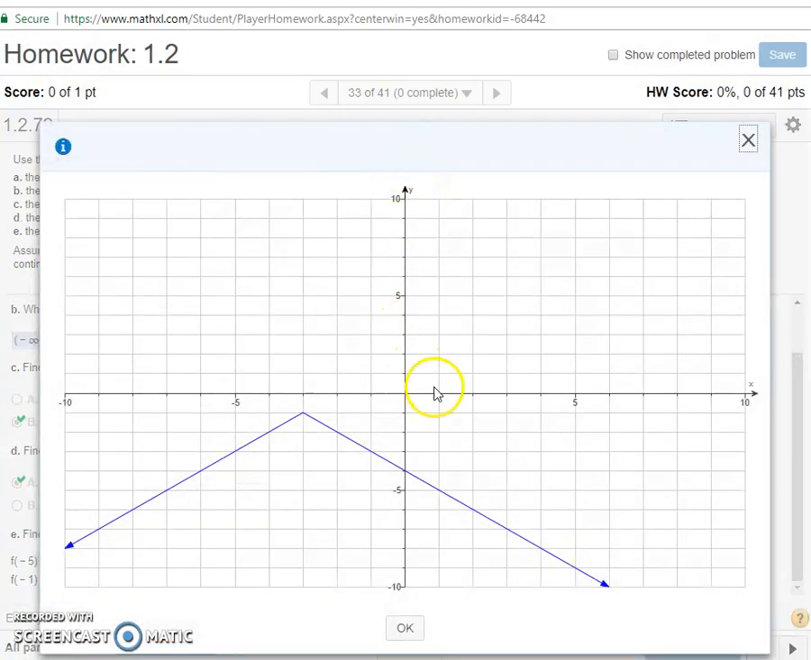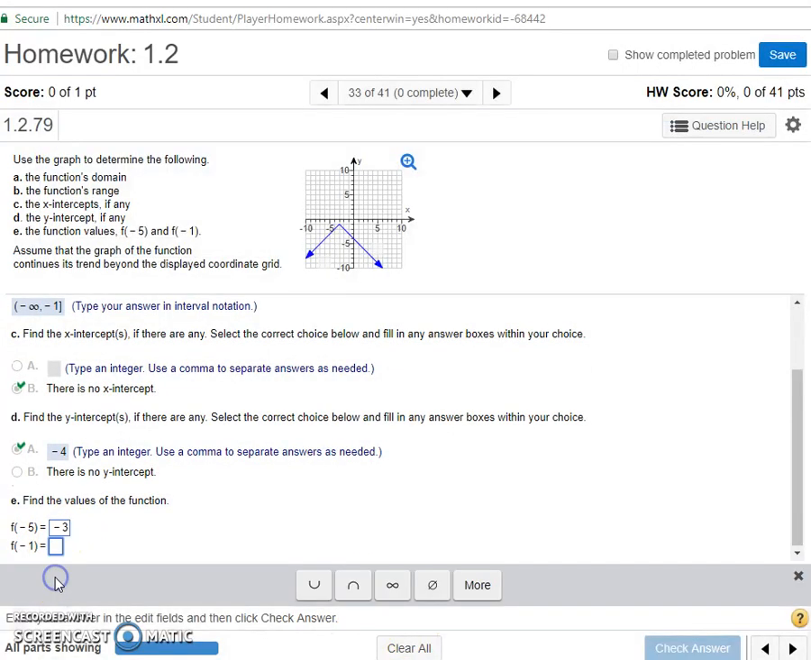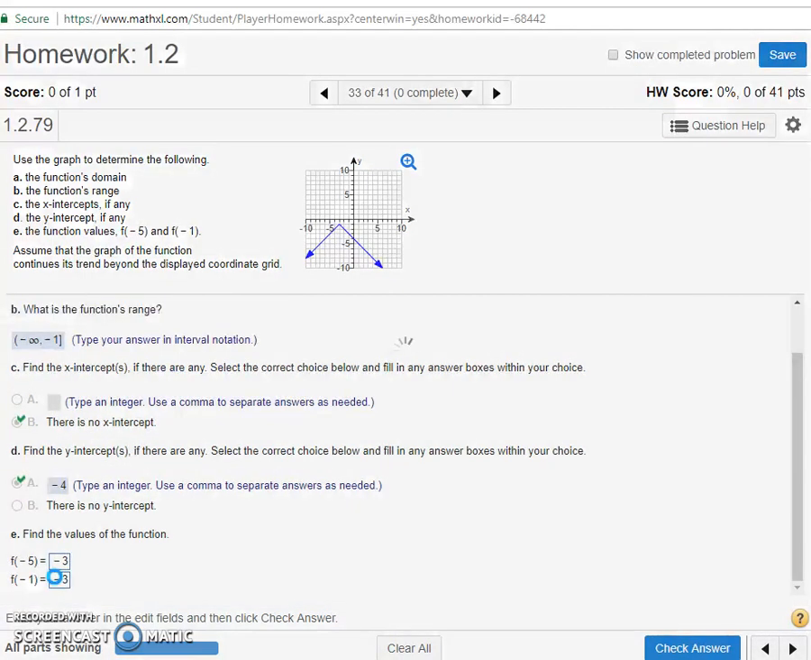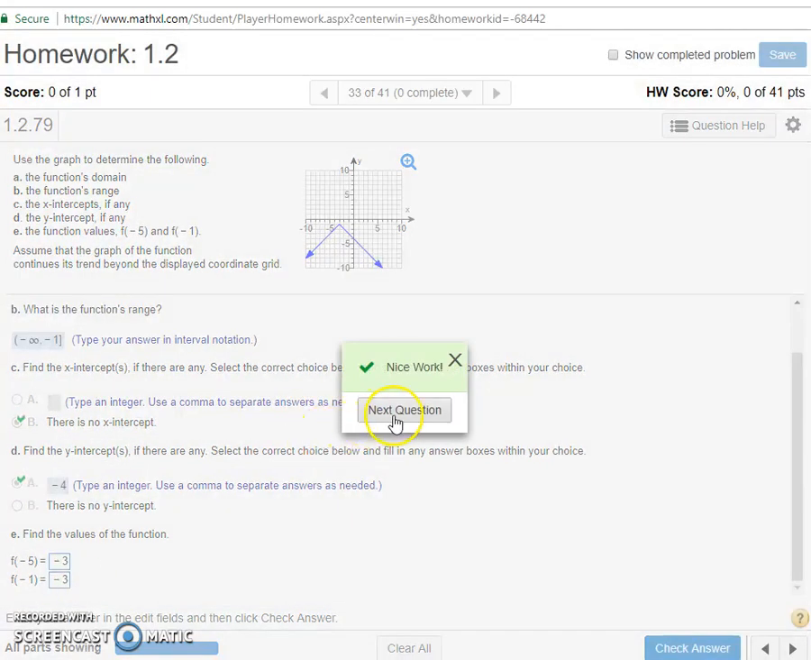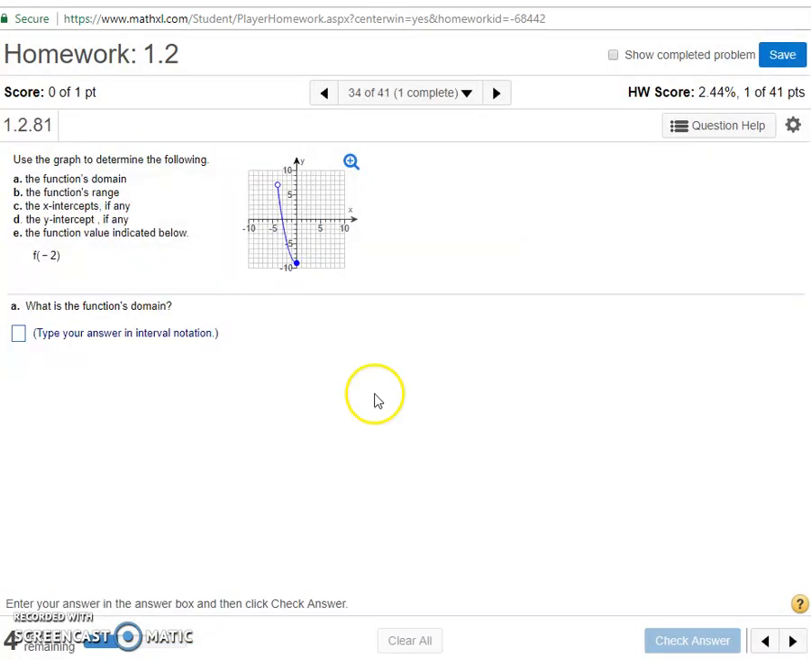If I go to f of negative 1, I go down here, also negative 3. Okay, also negative 3. And it says great work. All right, that should be it for that question.